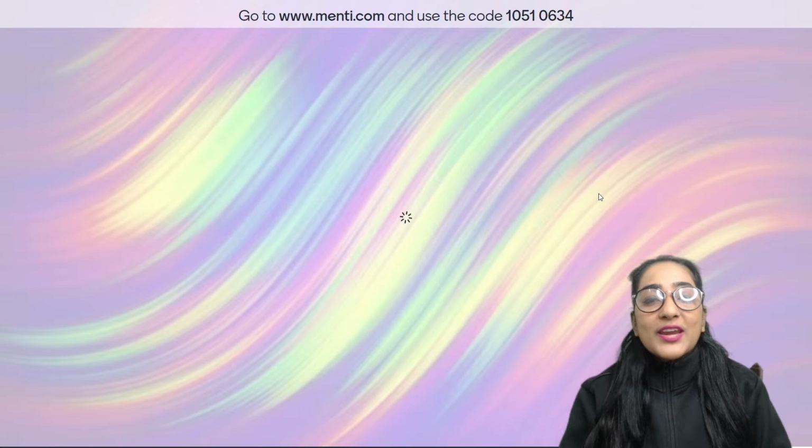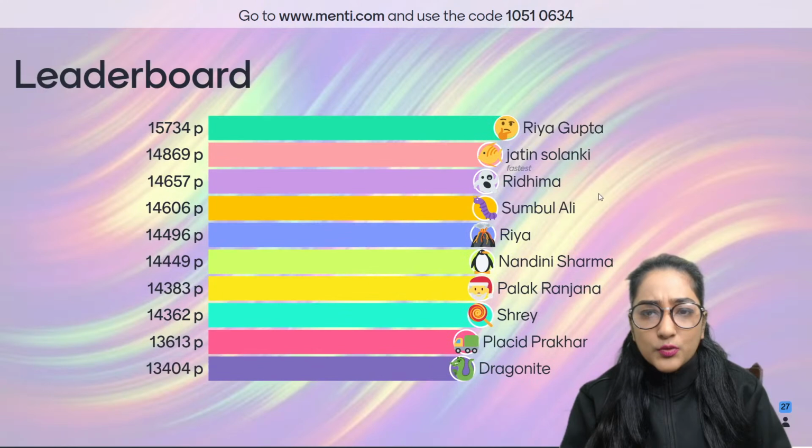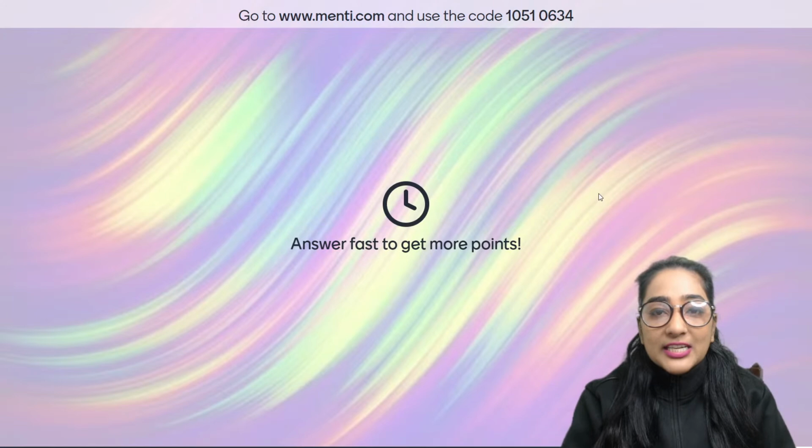And let's have a look at the leaderboard. What is the leaderboard telling you all? I've got Riya at the very first position. Then I've got Jatin, who's the fastest one. Brithima, Sambul, Riyanandi, Palak, Shrey, Placid, Prakar, and Dragonite. All right. Shrey, my dear, I told this to you. Did you hear me? Question number 17 on your screen.